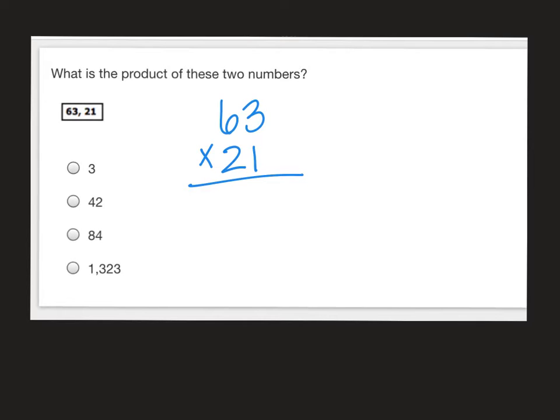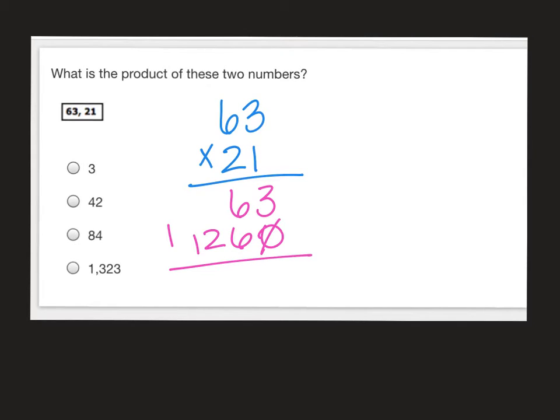I'm going to start off with the 1 and say 1 times 3 is 3. 1 times 6 is 6. At this point we put our 0 to hold a place. We would mark out anything that we had already carried, but we haven't brought anything up there, so we don't have to do that step. We just go on to the 2 and multiply everything times 2. So 2 times 3 is 6. 2 times 6 is 12.